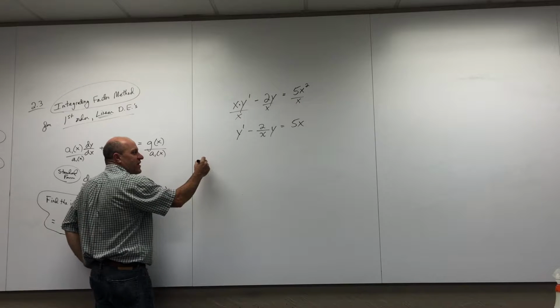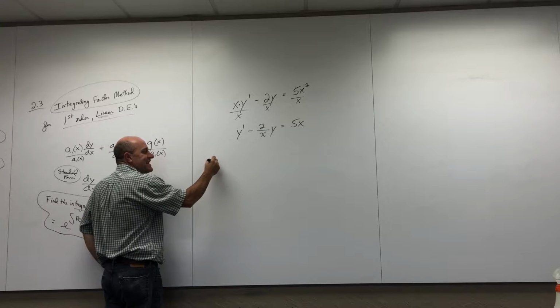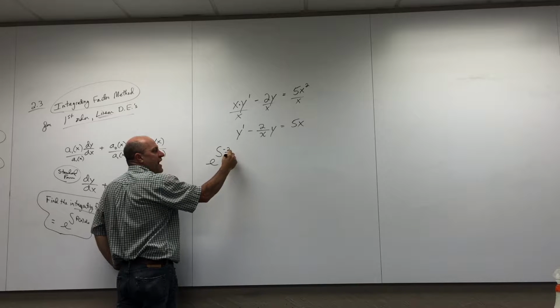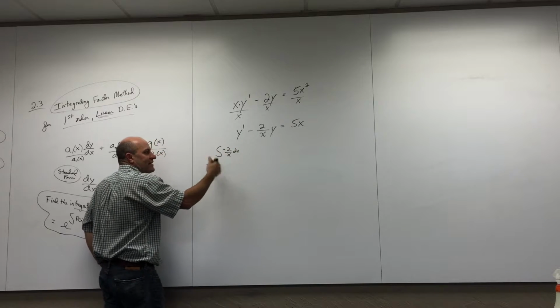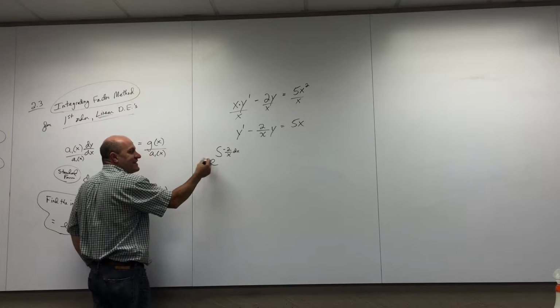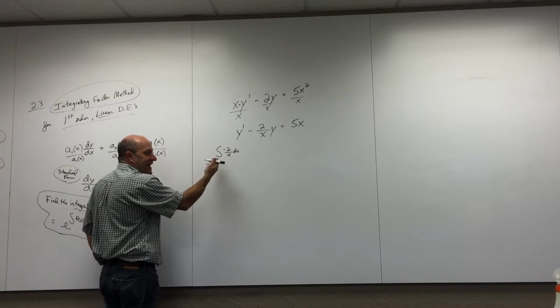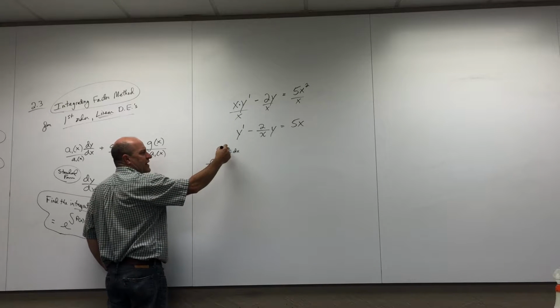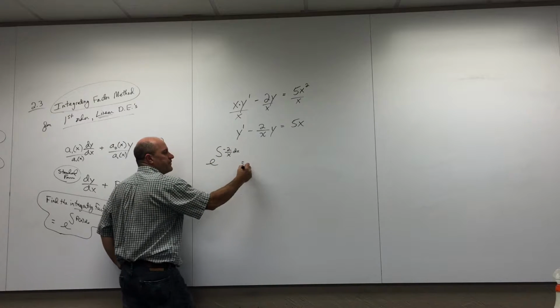Now here it is. It's this trick. The integrating factor is e to the integral of that -2 over x. So you've got to go off to the side and find this and clean it up. So what is the integral of -2 over x?